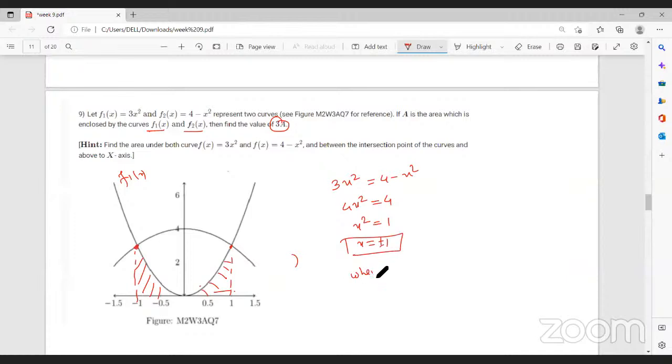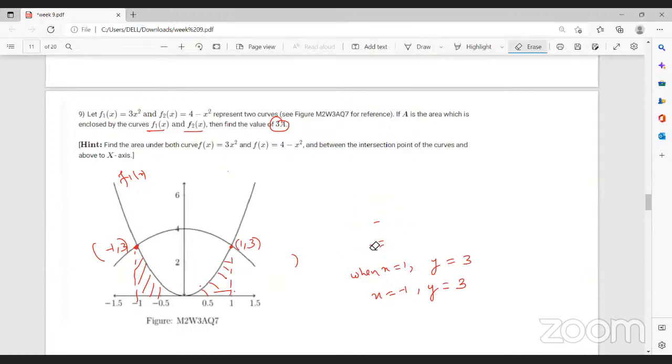So when x equals 1, y equals 3, right? When x equals minus 1, y is still 3, since it is x square. So the points are 1 comma 3 and minus 1 comma 3. So we have to find the area of this curve from minus 1 to 1, right? Now, if you remember, we have just discussed one property. If the limits are minus a to a, we can use that property here.